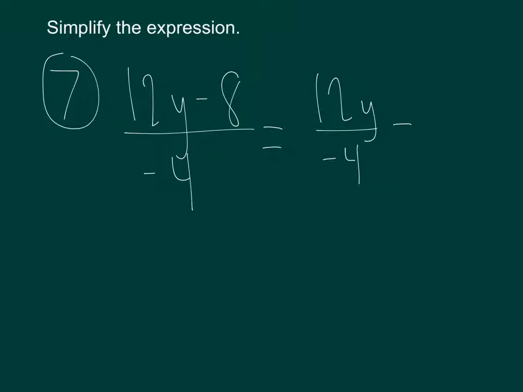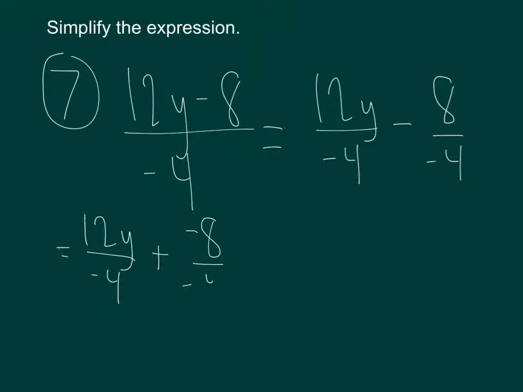You can either do minus 8 over negative 4, or you can also say, so we're taking away positive 8, but that's the same thing as adding negative 8. So you can also do plus negative 8 over negative 4. Because, again, taking away 8 is the same thing as adding negative 8. So both these answers are going to give us the same thing.